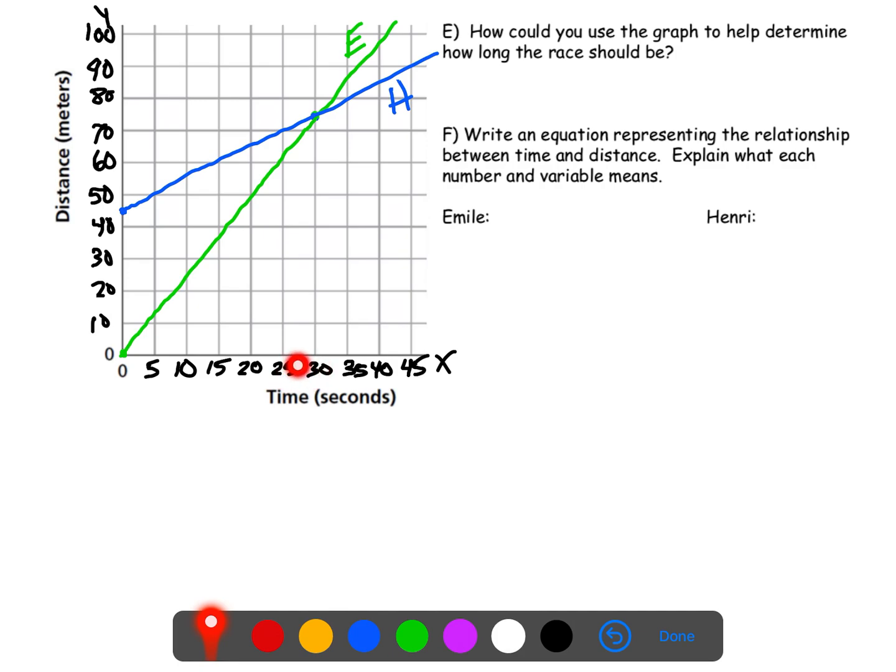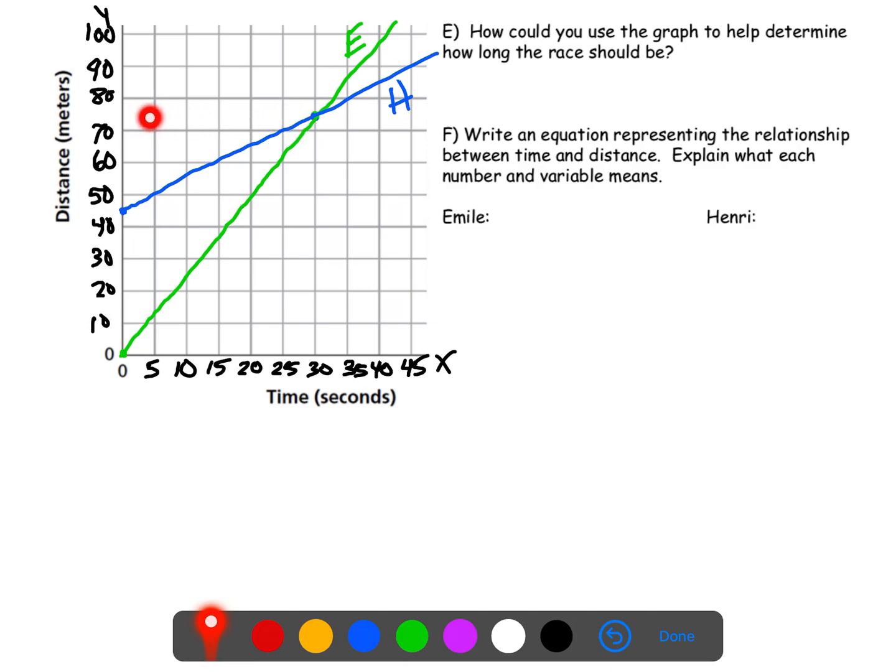But we were looking at a table when we decided that. Here on the graph, you can see that intersecting point of the two lines is that point at 30 seconds when they were the same distance away from the starting point. Before this point is where Emil is behind Henry. Henry is a greater distance if we look at the y-axis here.